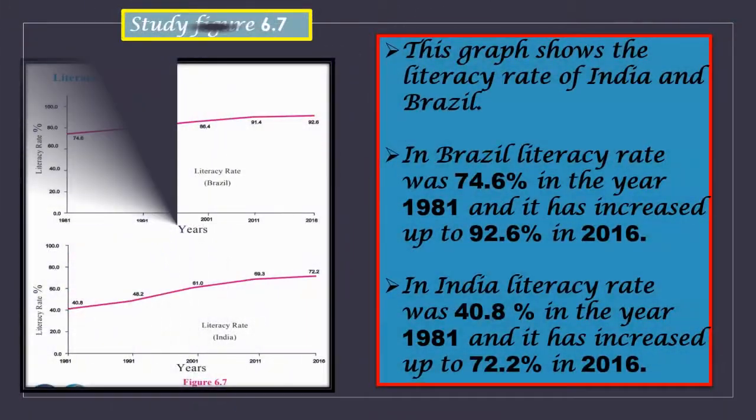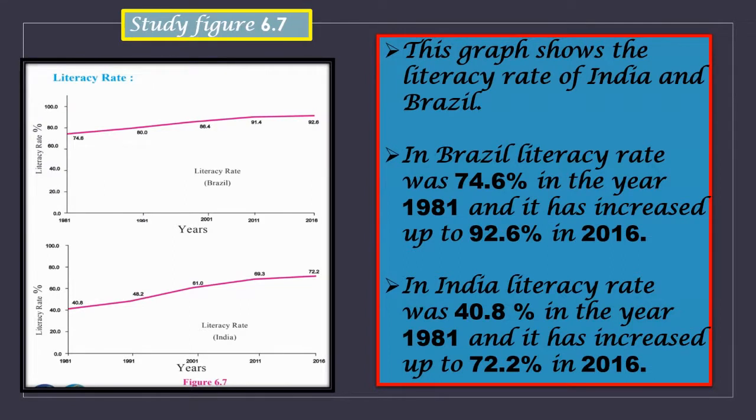Students, now let us understand figure 6.7. This graph again shows the literacy rate of India and Brazil. Again here we have a line graph. Now first of all students, what is literacy rate? It is the total number of literate persons in a given age group expressed as a percentage of the total population in that age group. For example, adult literacy rate means ages 50 years and above. Youth literacy rate means 15 to 24 years. Again, on the x-axis we have years and on the y-axis we have literacy rate in percentage.